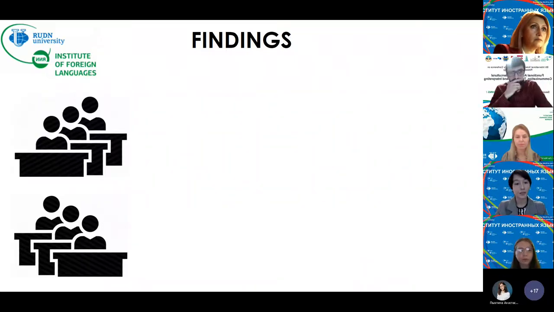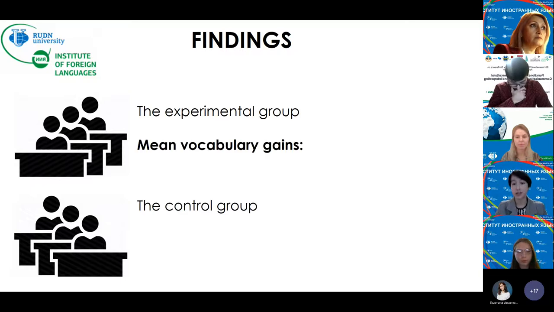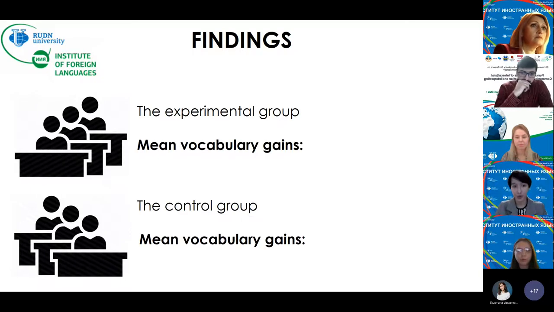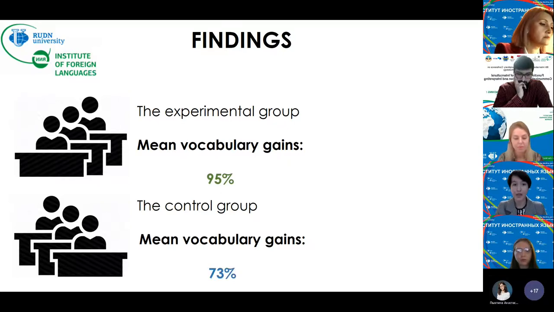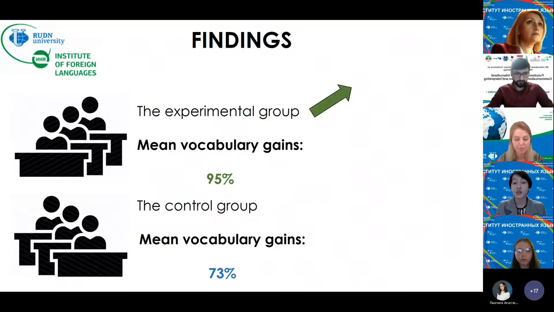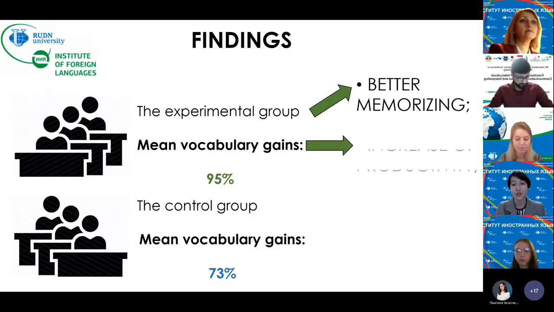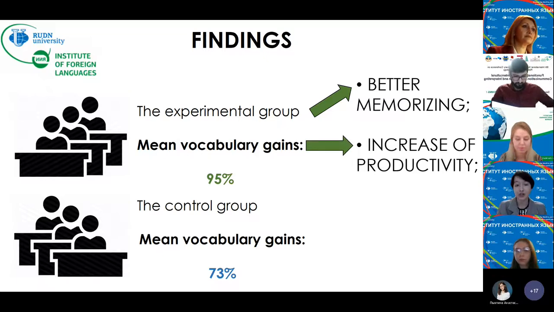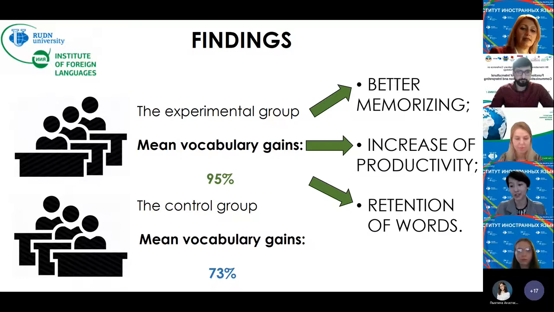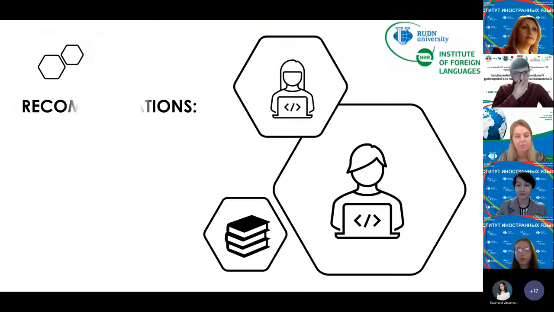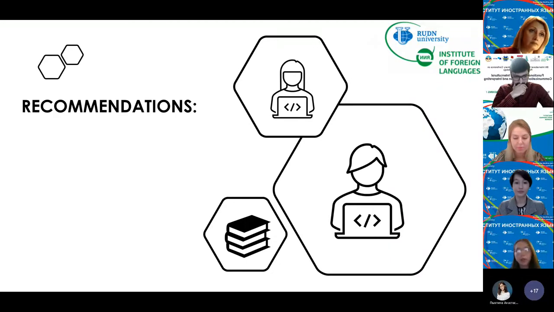In the test, the experimental group have demonstrated better knowledge of the words than the control group. The mean vocabulary gains of the former are 95%, while the same statistical indicator equates to 73% in the control group. The results of the experiment enable us to conclude that Quizlet has increased the productivity of the implemented vocabulary learning strategies, and it has helped the students to better memorize and retain the new words. Given its proven efficacy, Quizlet is highly recommended to be employed in the educational process.